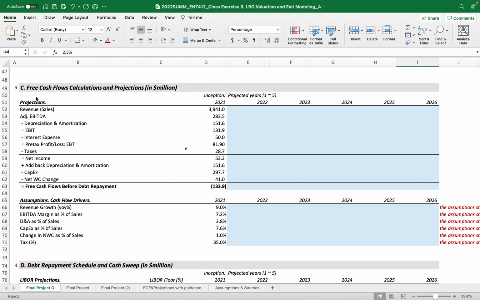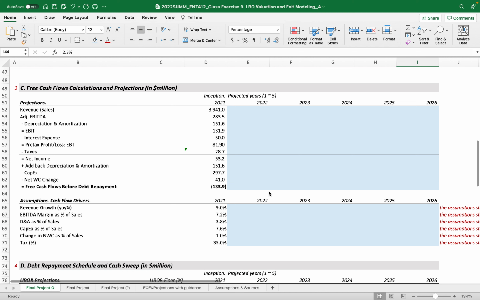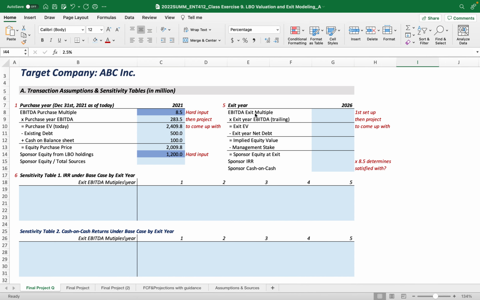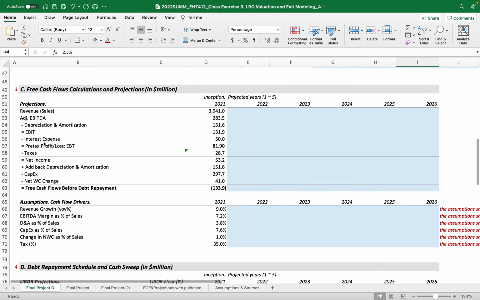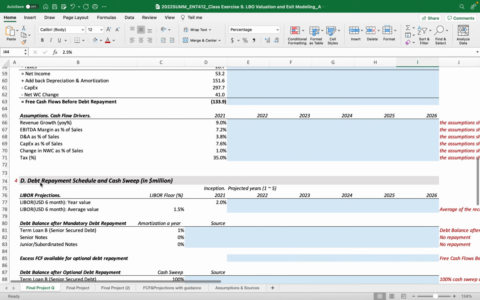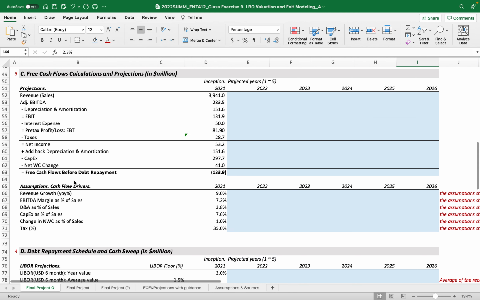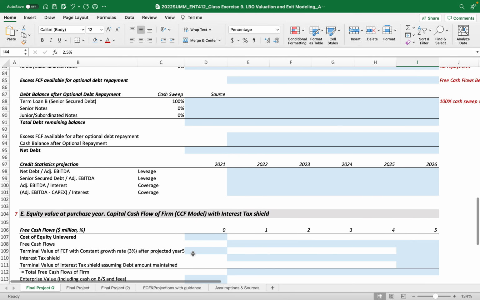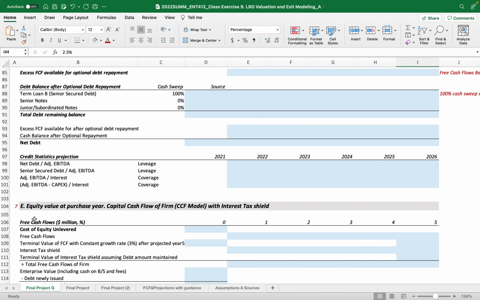Now let's move on to the free cash flow calculations and projections. It's very important because we'll develop the 5 years of EBITDA and all these free cash flows linked to the exit years, the value of the company, right? And then the interest expense must now correspond to the debt repayment schedule and the cash sweep.